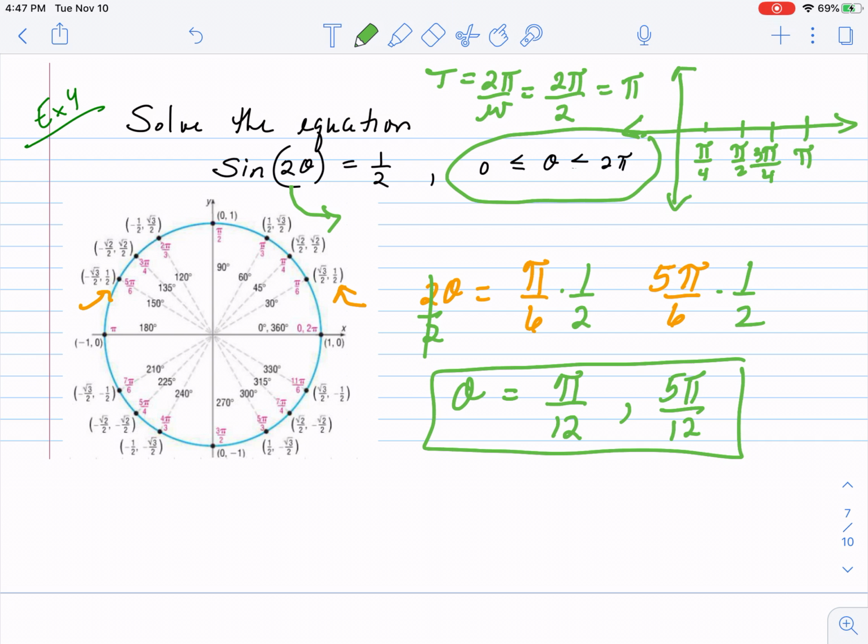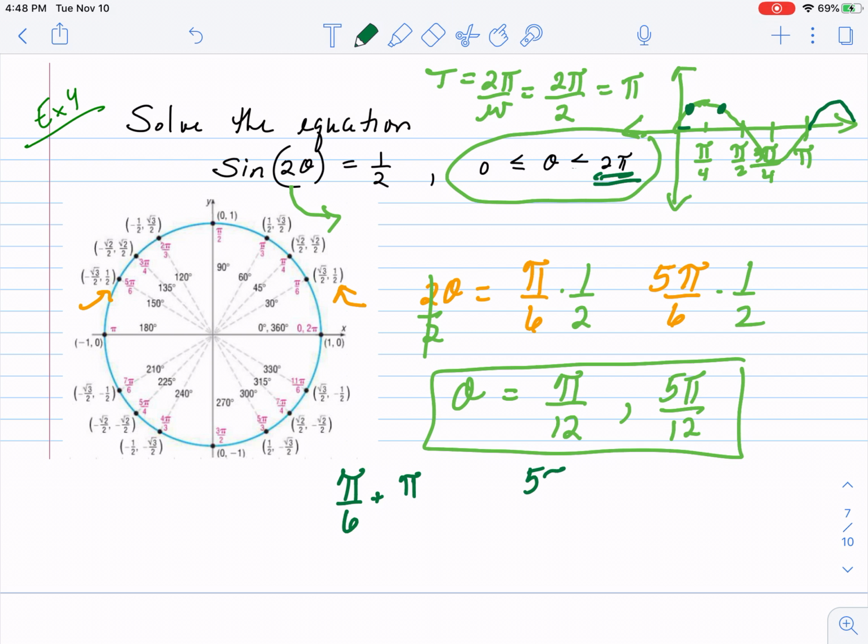So my graph, this is sine, so it looks like this. It looks like this, then back down, and down to here, and then back up. So think about this. Pi over 12 is somewhere over here. 5 pi over 12 is somewhere over here. That's only going from 0 to pi. I need the rest of it going from 0 to 2 pi. So what do I need to do? I need to take that pi over 6, and I need to add a full period. In this case, the period is pi. So I have to add pi to that.